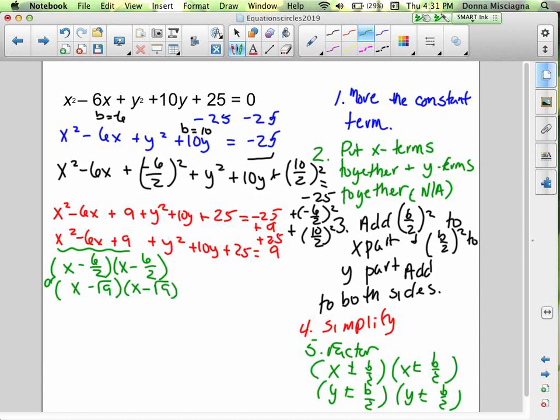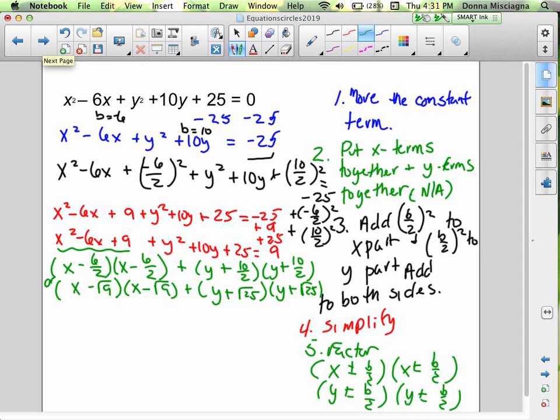Right? So that would be the factoring for the x parts. And then plus, if you want to do b divided by 2, this would be y. It's plus 10y, so it would be y plus 10 divided by 2. If you want to think of it as the square root, then it would be y plus the square root of 25. But either way, there's going to be the same values, because 6 divided by 2 or square root of 9, either way is 3.